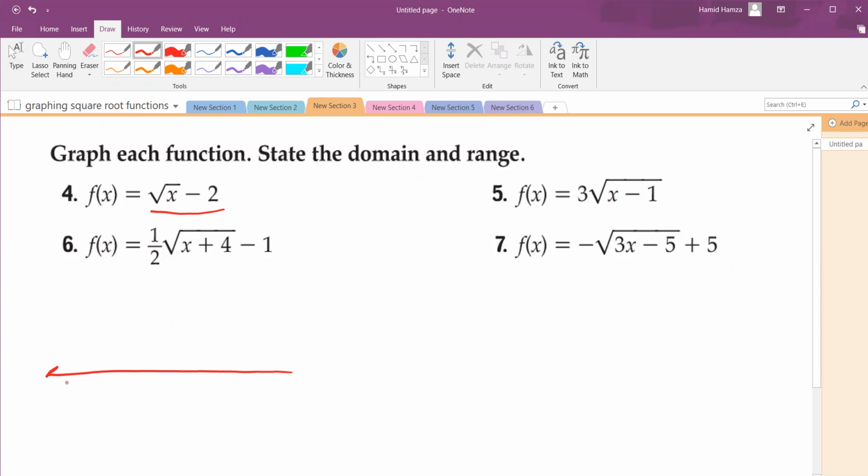Yes, the translation, Mr., 1 unit to the right. This one is, yeah, 2 units to the right. Right. Left. 2 units to the left.